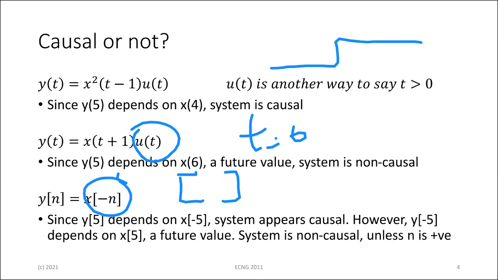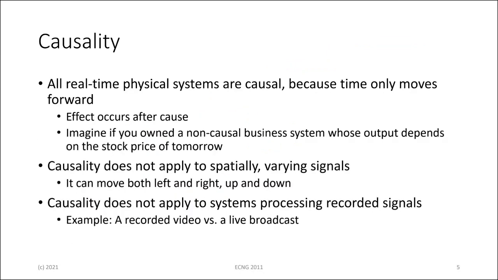All right? Non-causal systems you'll also meet described as predictive systems, and those are very, very difficult to deal with. And the word is causality.